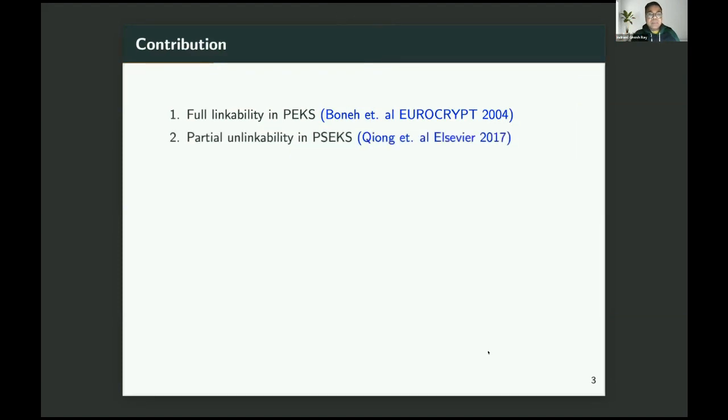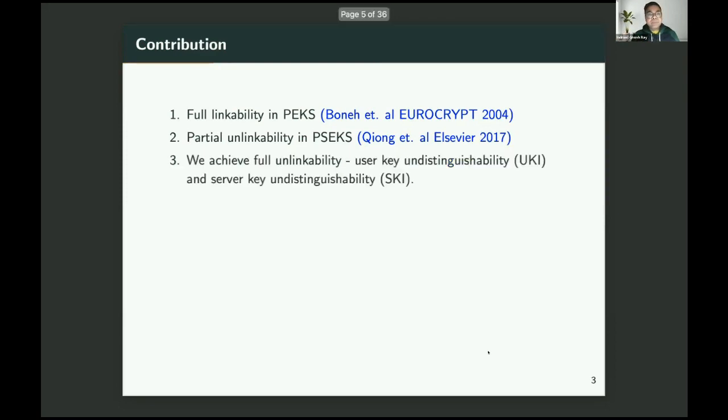And to overcome that problem, a paper was published in Elsevier 2017. The scheme was called PSEKS, and they achieved partial unlinkability so as to improve the security a little bit. And what we achieved in this paper is a full unlinkability in terms of the user key indistinguishability and server key indistinguishability. I'll come to all those definitions.